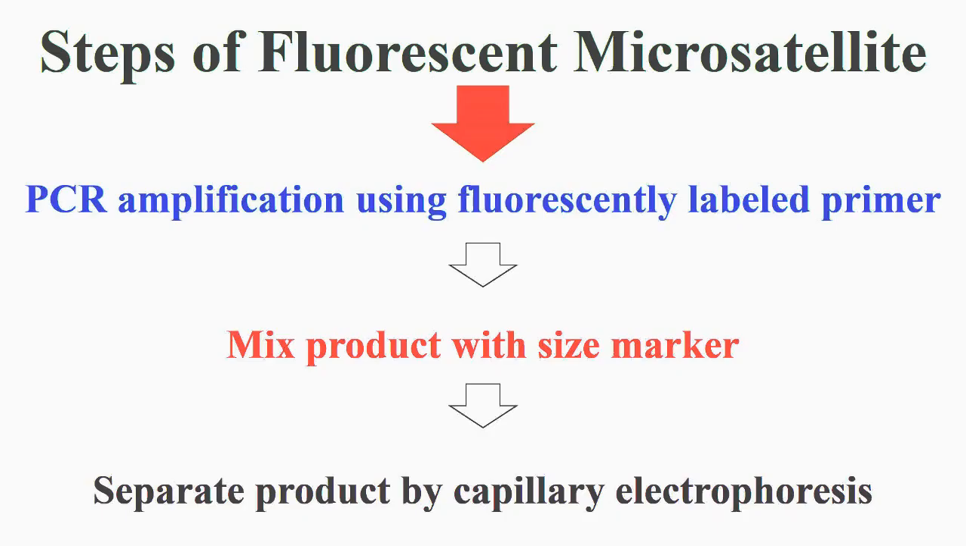The steps of fluorescent microsatellite markers: initiate by PCR amplification using fluorescently labeled primer, mix the product with size marker, and separate the product by capillary electrophoresis to detect larger and smaller allelic fragments, and detect heterozygous and homozygous alleles as well, as mentioned in the next slide.